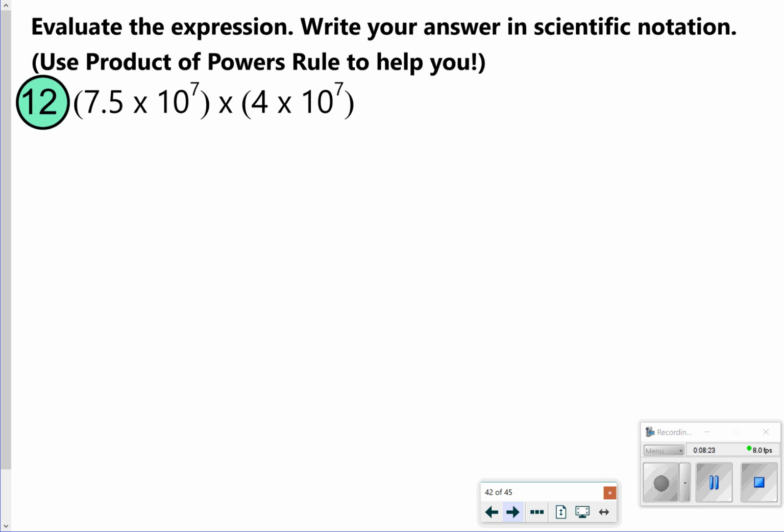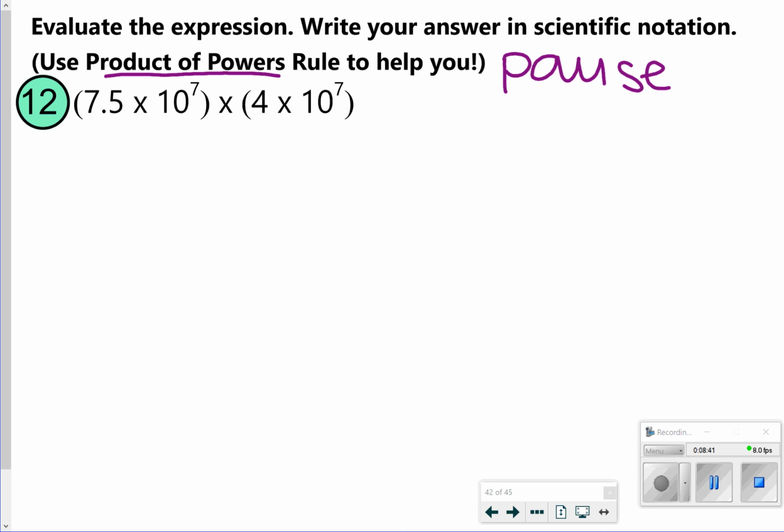This one is a little bit different because you're multiplying these. So let's go ahead and try. Maybe again use product of powers. See if you can remember how to use the product of powers rule here. And then once you're done, click play to check your work. So let's go ahead and pause here.